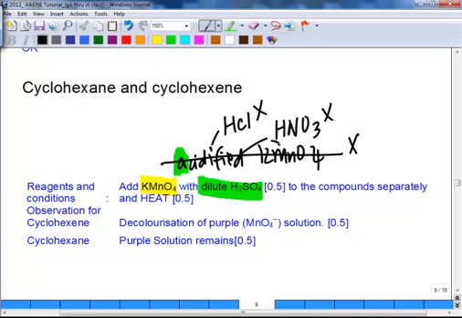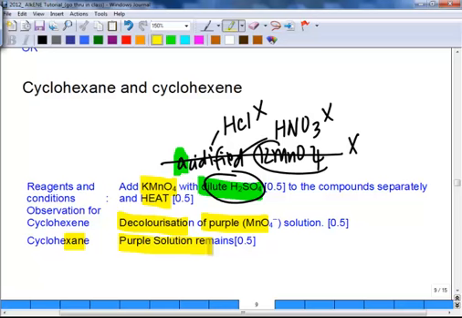Only H2SO4 can be the acid. Also add to the compound separately and heat. Please do not say heat with reflux, because reflux requires a very complex setup. So we can just say heat. And similarly, the decolorization is of purple. For cyclohexane, no reaction, so the purple solution remains. Everybody okay? I will move on.